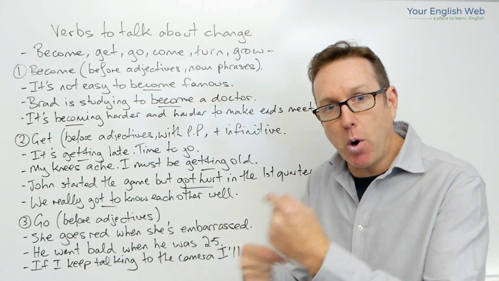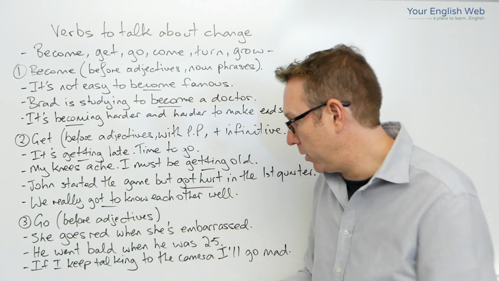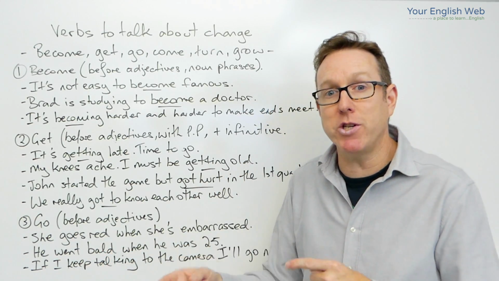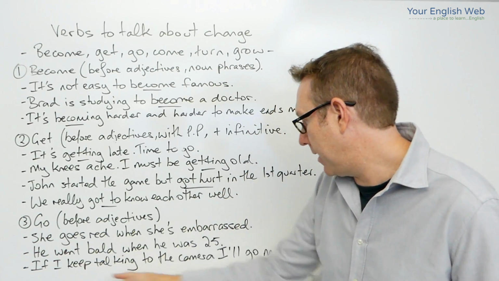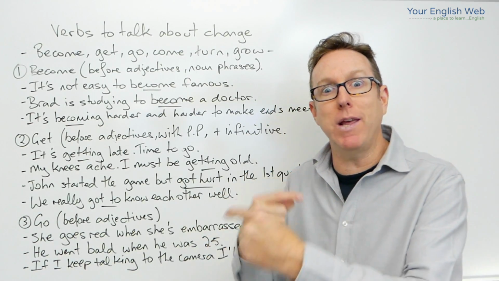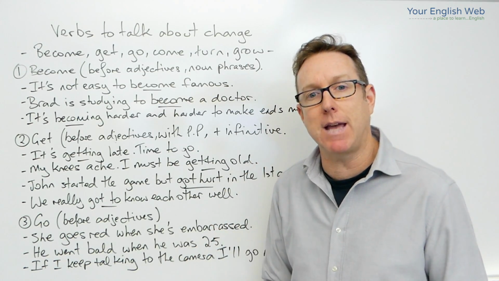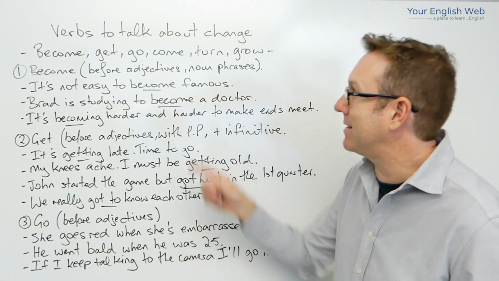Okay. He went bald. He had hair. Okay, she goes red when she gets embarrassed. She starts off white, she goes red. And I'll go mad. I'll slowly go crazy if I keep talking to this camera. Okay, so those are the examples here.